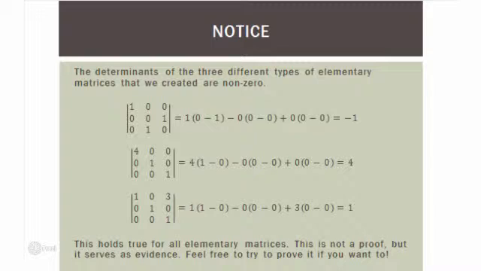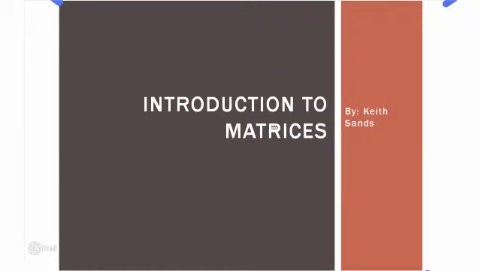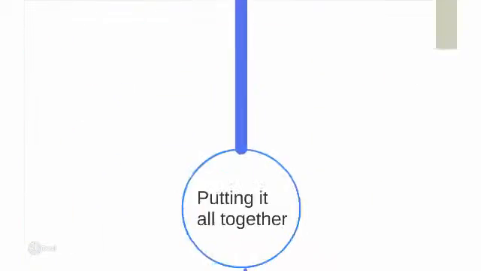This holds true for all elementary matrices, but this is not a proof. It is just evidence. You could prove, though, that the determinant of an arbitrary elementary matrix is going to be non-zero, but for now, it's just important that you know that that is true because it will come up later. Feel free to prove this if you want to. So that's a bunch of different information that you needed to know about matrices. And now we're going to see how it all works together.